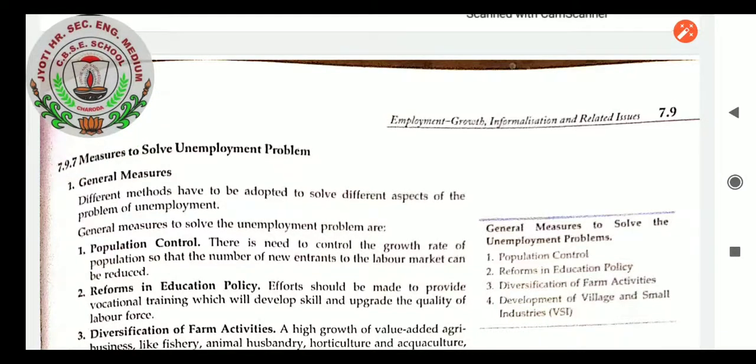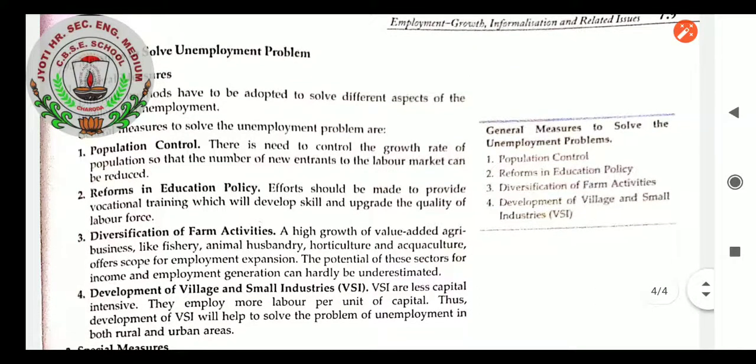Very first, different methods have to be adopted to solve different aspects of the problem of unemployment. General measures to solve the unemployment problems are population control. There is need to control the growth rate of population so that the number of new entrants to the labor market can be reduced.